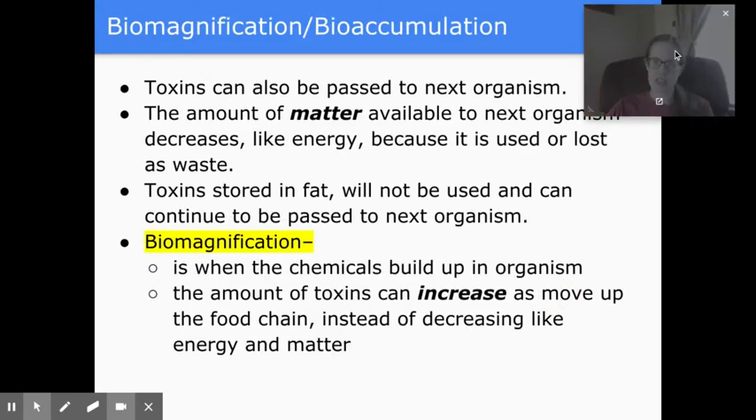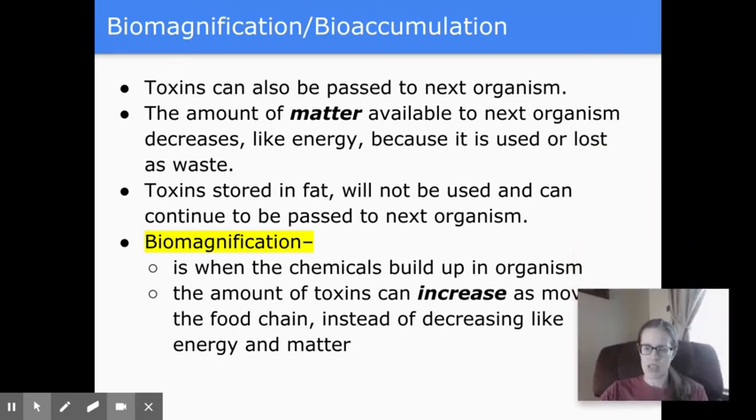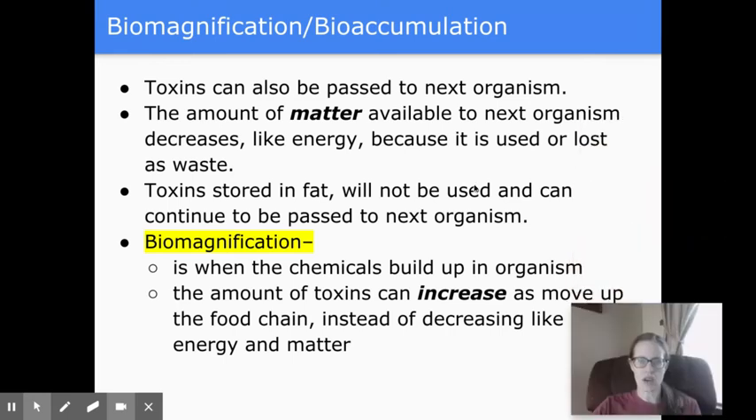Let's talk about biomagnification, or sometimes it's called bioaccumulation, a different word for the same thing. This is when toxins get passed down a food chain. So with this one, the opposite happens. Energy decreases, but the amount of toxins will increase. So the amount of matter available to the next organism decreases. Like energy, you've got less energy and less matter as you go down a food chain because it gets used up or gets lost as waste.